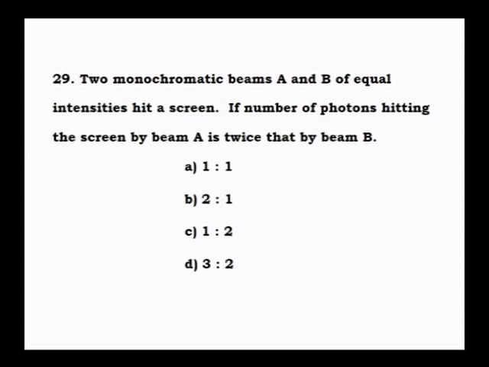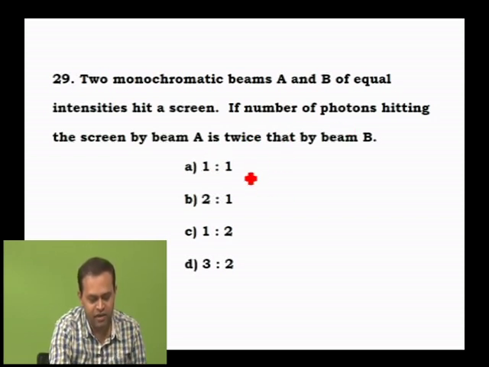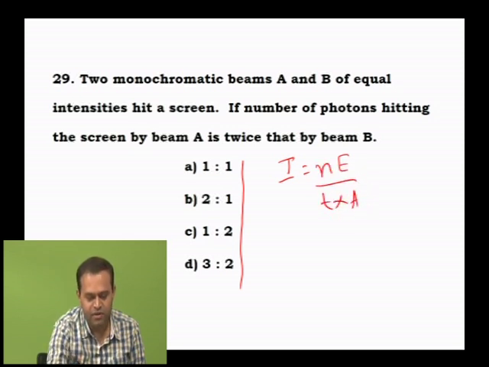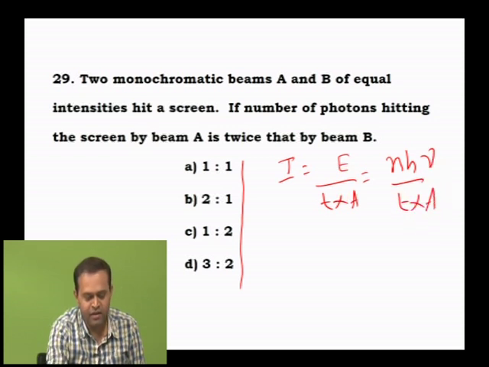Then, two monochromatic beams A and B of equal intensity hit a screen. If the number of photons hitting the screen by beam A is twice that of B, then they ask for the relation. Again the intensity formula: I is equal to energy divided by time into area. For n photons, the energy of one photon is h nu. For n number of photons it is n into h into nu divided by time into area. Correct? Two monochromatic beams A and B of equal intensity.